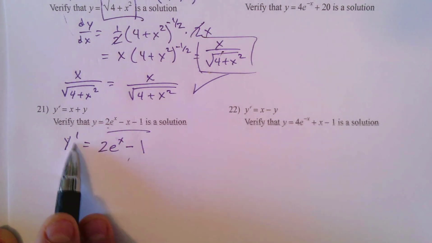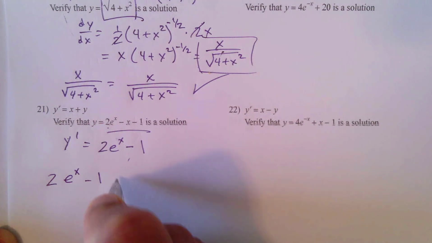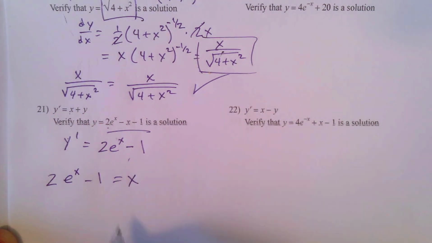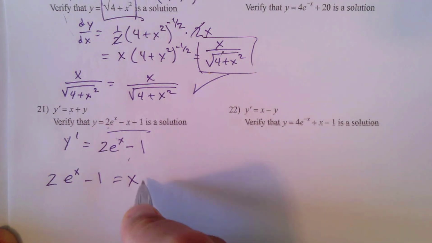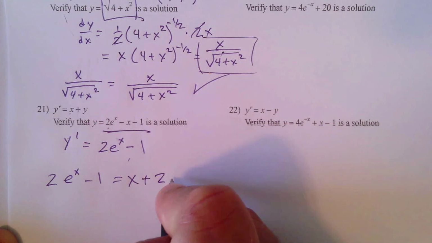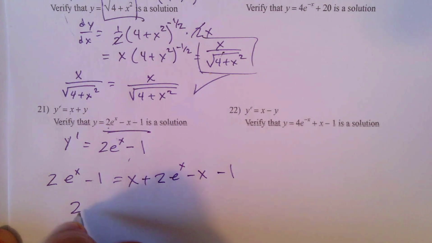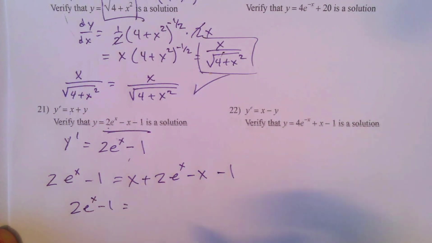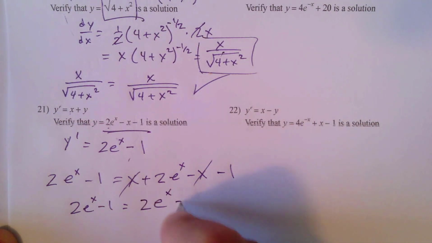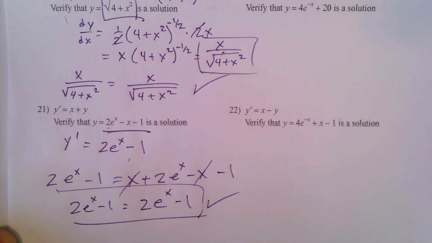So now we have the derivative. We put that on the left side. And then we are going to copy down the right side. So that's x plus y. What is y? y is this whole thing. So plug that in, 2e to the x minus x minus 1. Simplify. So these would cancel, and we get the same thing on the left side and the right side. So we verified that this is a solution.